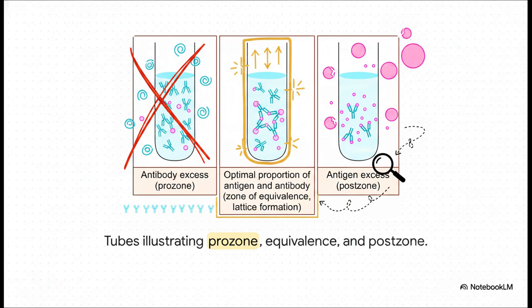Think about a situation with way too many antibodies, known as a prozone. That completely inhibits lattice enlargement. Because the valencies of the antigen are fully satisfied right away, zero cross-linking occurs. It's a super common clinical pitfall in serology. If you suspect a prozone phenomenon is causing a false negative, the lab has to systematically dilute the patient's serum to reduce that antibody concentration and push the reaction right into that beautiful middle sweet spot, the zone of equivalence. Conversely, if you have antigen excess, the postzone, that also fails to form a proper lattice.